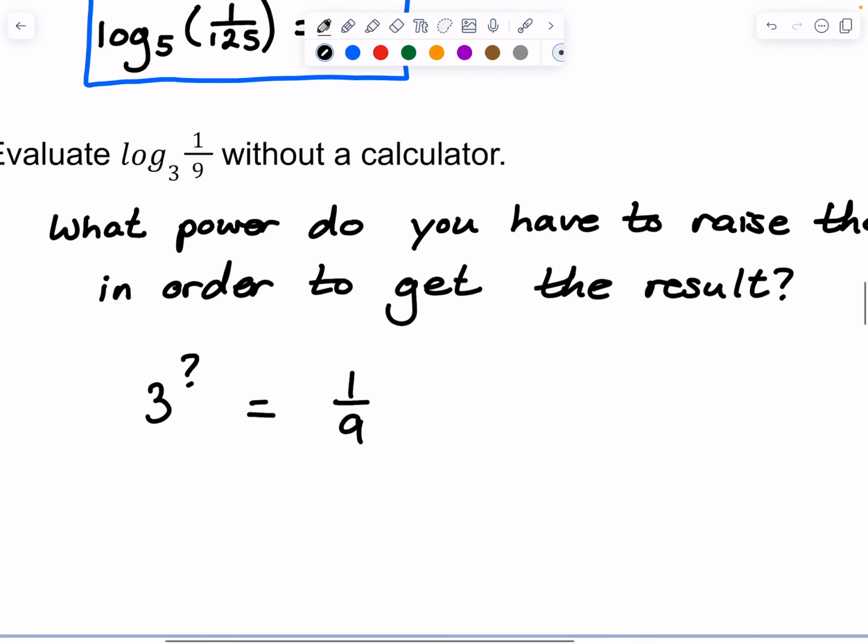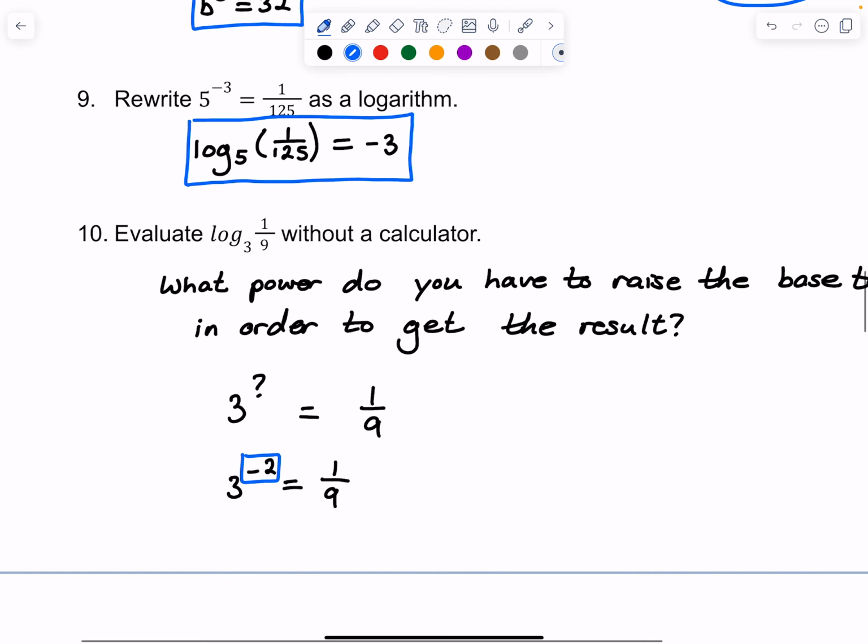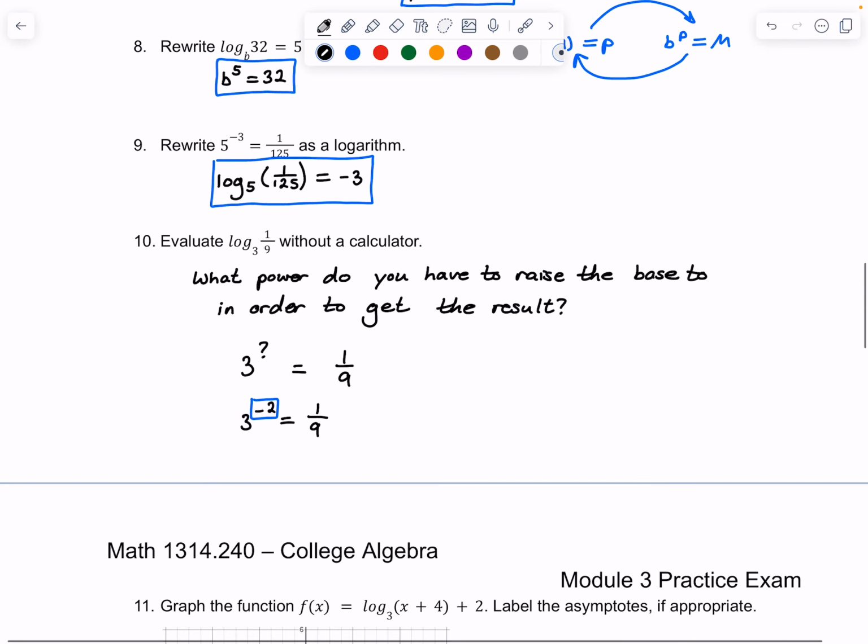Well, you may remember that 1 over really just means negative, so it's 3 to the negative something. And the question is, what power do we have to raise 3 to to get 9? It doesn't take a whole lot of thought to realize that the answer is 2. So the answer is -2. 3 to the -2 power equals 1 over 9. But of course, on the exam, you actually will have a calculator, so it's not even really necessary. You can just put it into your calculator if you need to.